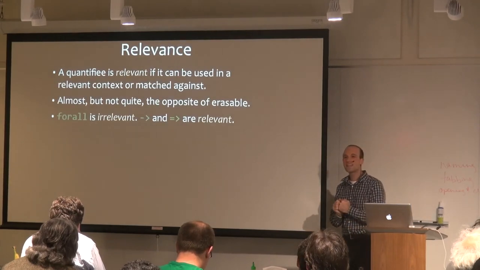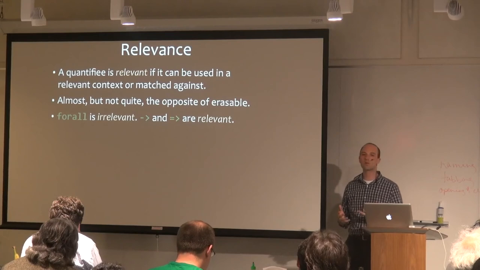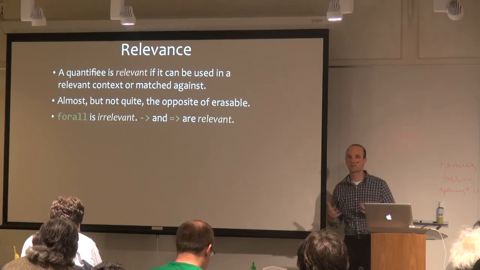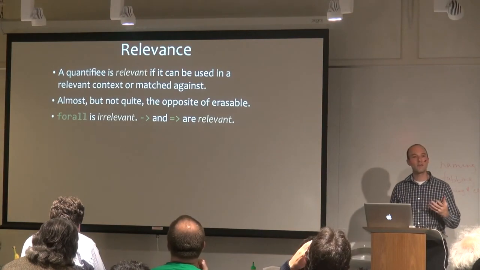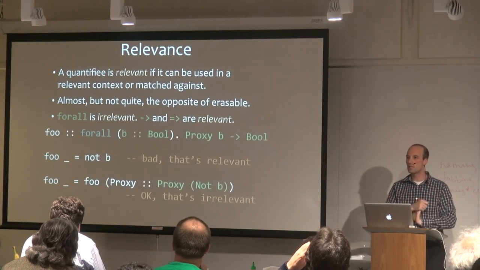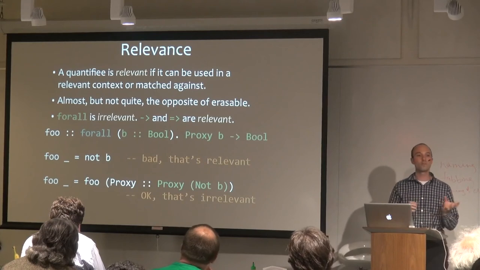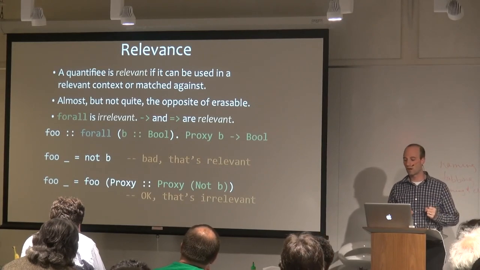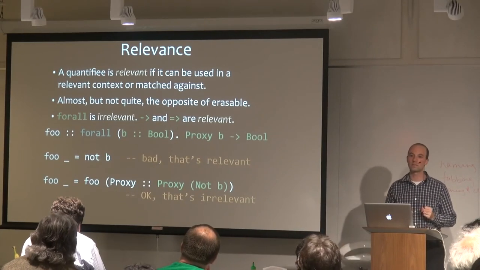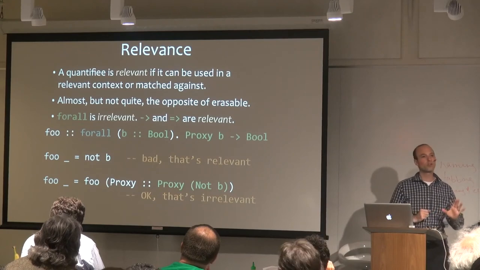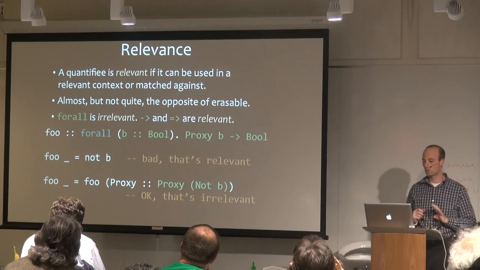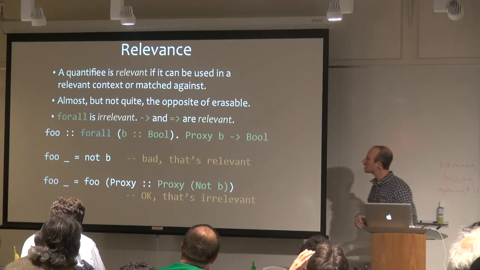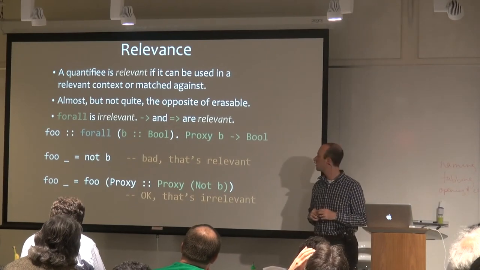A quantifier is relevant if it can be used in a relevant context. That's the vacuous definition, so an example may help. Forall is an irrelevant quantifier. The two arrows are relevant. You can think of relevant as existing at runtime. So in this case, v is a forall quantifier.